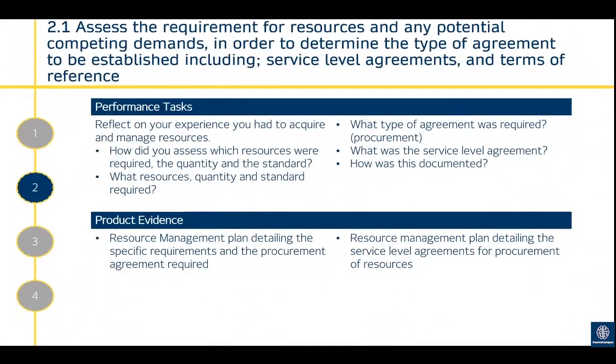Moving on now to the second outcome and transitioning into the project delivery phase. This outcome is about acquiring resources, and the first criteria, 2.1, is assess the requirement for resources and any potential competing demands in order to determine the type of agreement to be established, including service level agreements in terms of reference. So this is you assessing and identifying that resources are required.